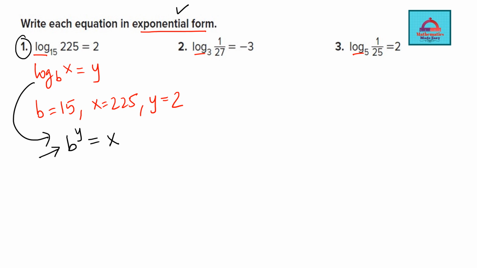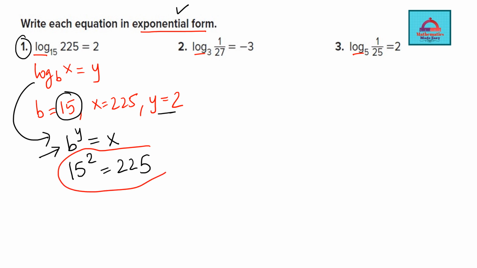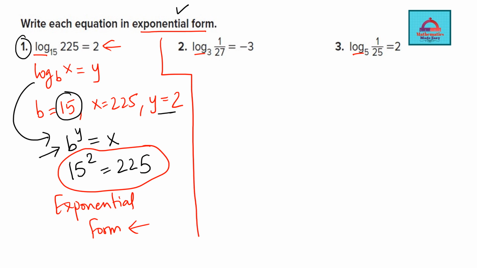So let's put the numbers now. B is 15, y is 2, and x is 225. So that completes the solution. This is the exponential form of question number 1. So we were given the log and we converted to exponential form. Let's do similarly for the next question.